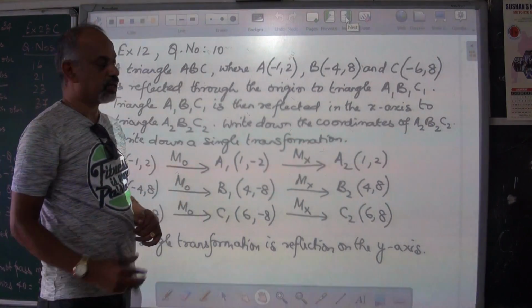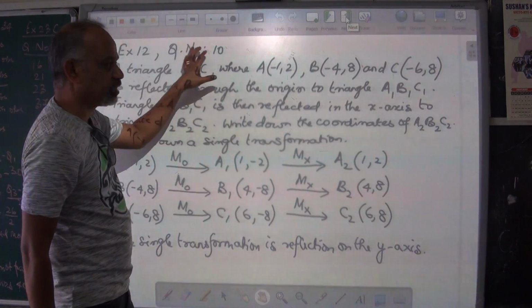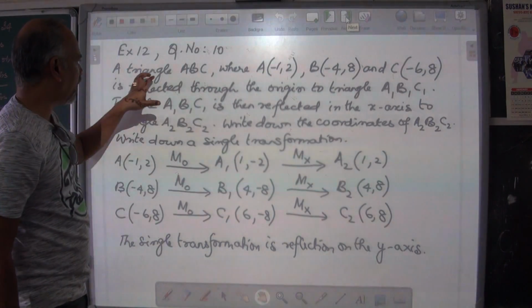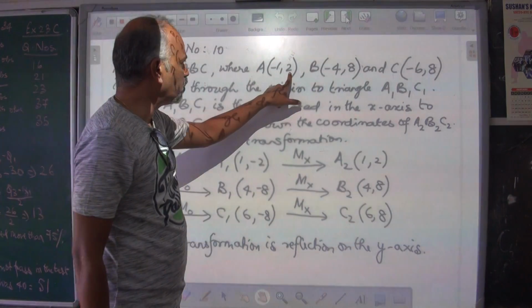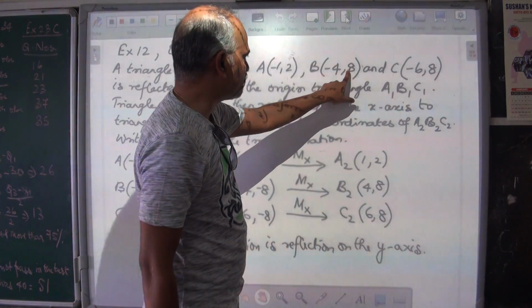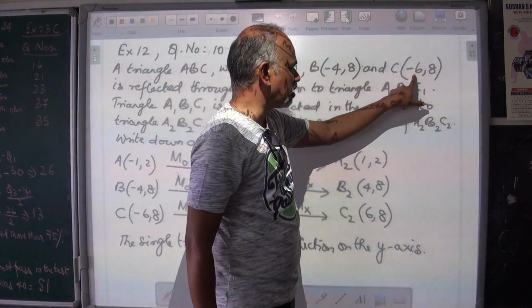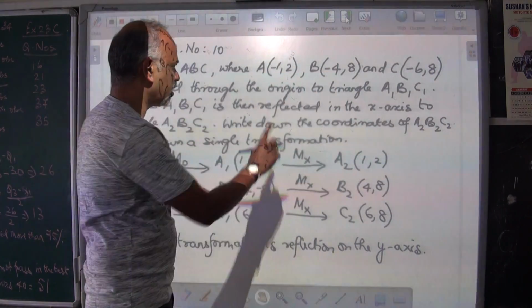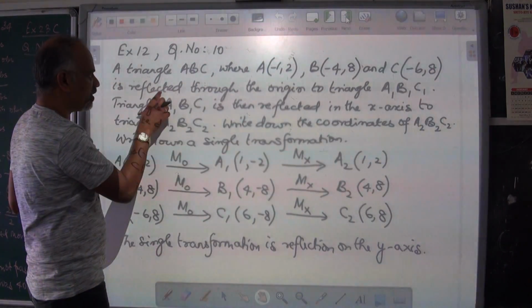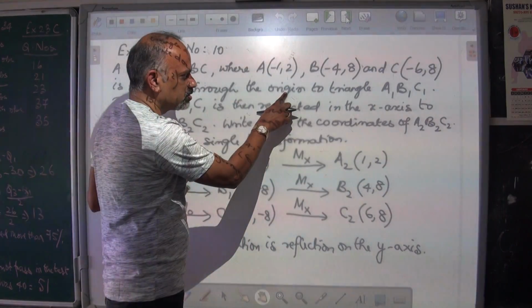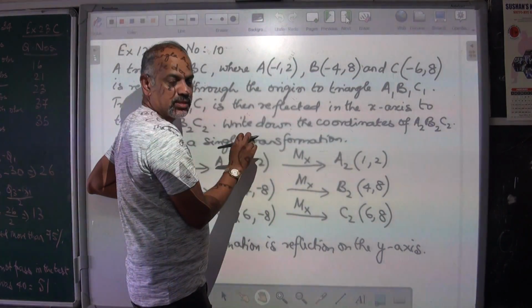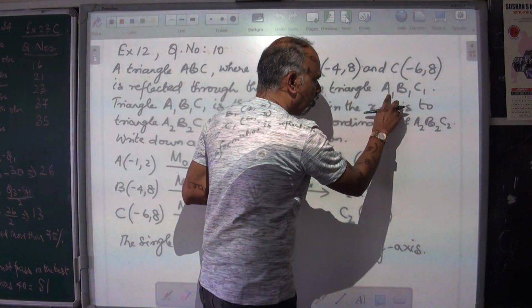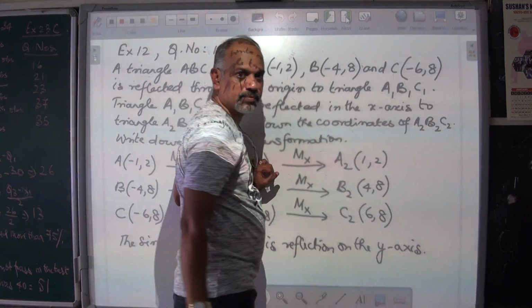I've shown you a question here. This is from exercise 12, question number 10. A triangle ABC where A's coordinates are -1, 2, B's coordinates are -4, 8, and C's coordinates are -6, 8. 3 points are there. A, B, C is reflected through the origin. So A, B, and C all are reflected in the origin to triangle A1, B1, C1.